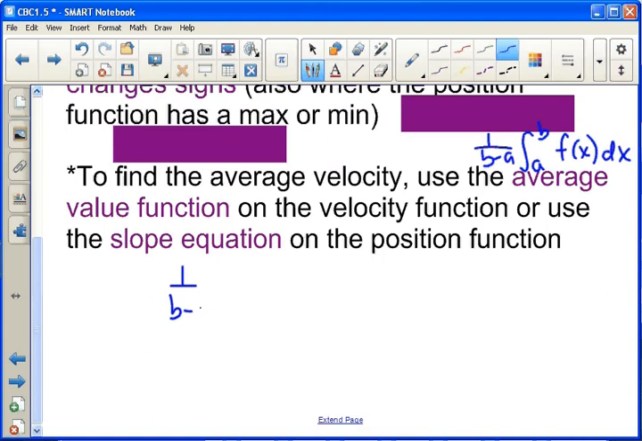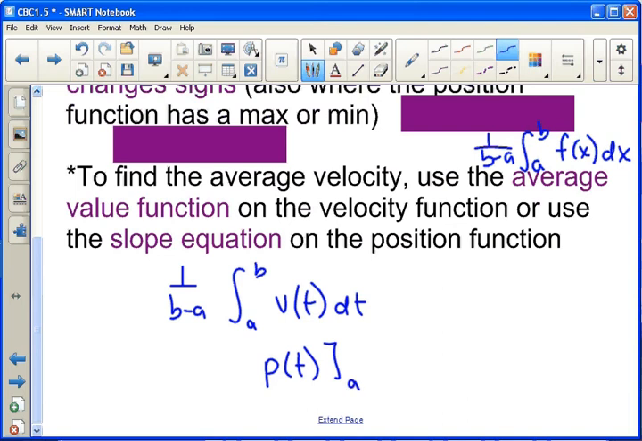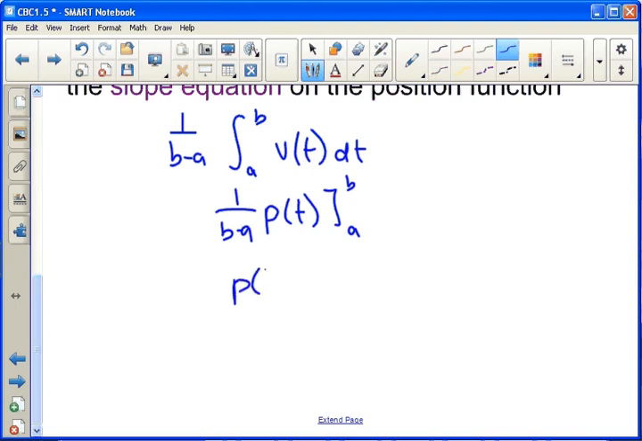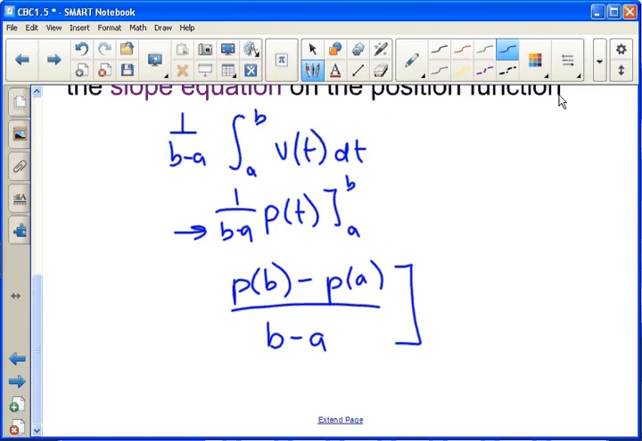What I basically said you should do with the velocity equation is the average value formula. Well, if you take the antiderivative of the velocity function, in other words use the integral, you get the position function. It's usually x of t, actually, not p of t. Then you plug in the top number minus the bottom number, and put that all over b minus a, because I'm just taking this and putting it underneath. And if you notice, this is just the slope equation. So either one of those will work.